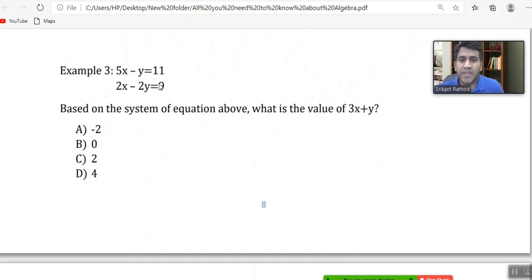5x minus y equals 11, 2x minus 2y equals 9. Based on the system of equations above, what is the value of 3x plus y? First verify that the coefficients of x here and here are different, the coefficients of y are different, and the constant terms are different. Yes, there are possible values of x and y, but the question here is, what is the value of 3x plus y?